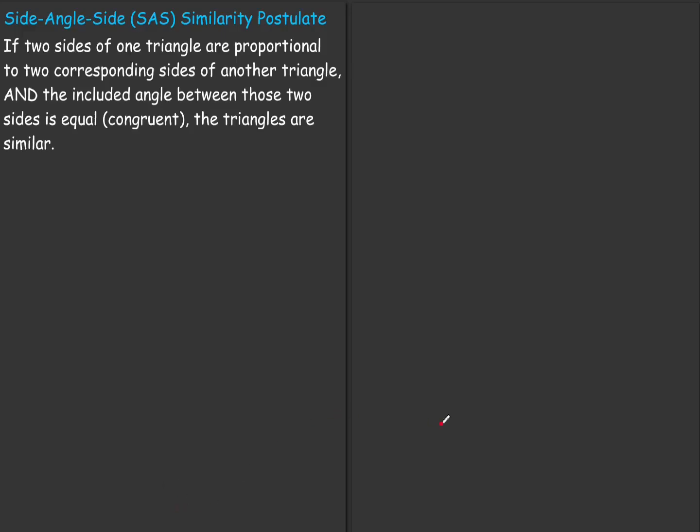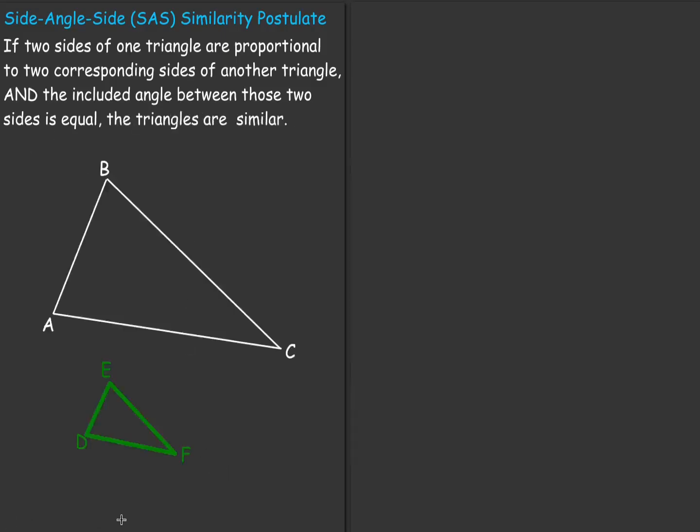Now, the last postulate we are looking at is the side-angle-side similarity postulate. It says if two sides of one triangle are proportional to the corresponding sides of the other, this time around we are limiting ourselves to two, and the included angle between these two sides are equal or congruent, the triangles are similar. Since we'll be talking about congruence in our subsequent ones, let me just take this off from here. Now, what does this postulate actually mean?